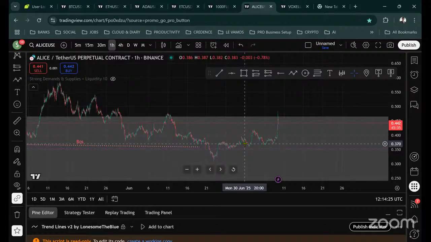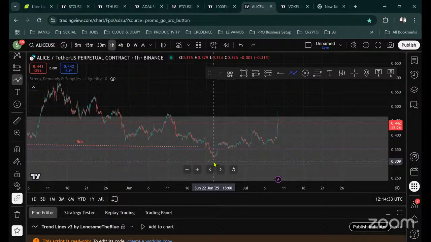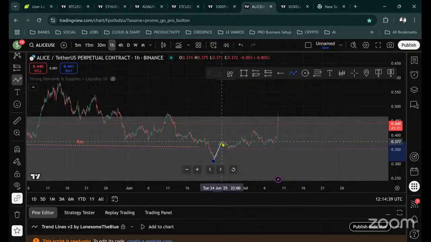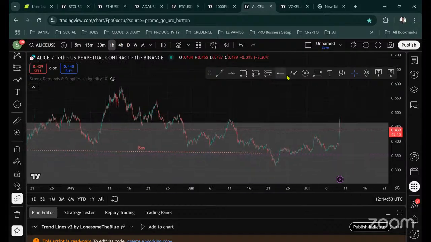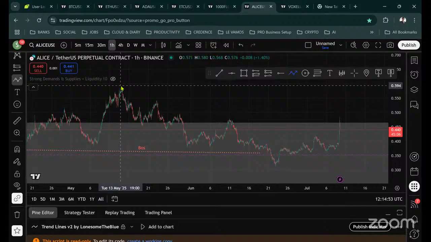Or start from here. But you have to draw this impulse that comes down so that you know where you are in the structure. From the top, from the highest point to this down point. So this is the highest point.